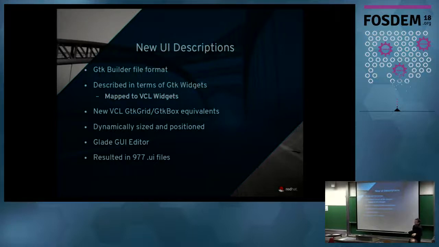So the result of all that is that you've got about 1,000 UI files. Apparently we have about 8 accessibility bugs in each one, but they can be fixed in Glade.